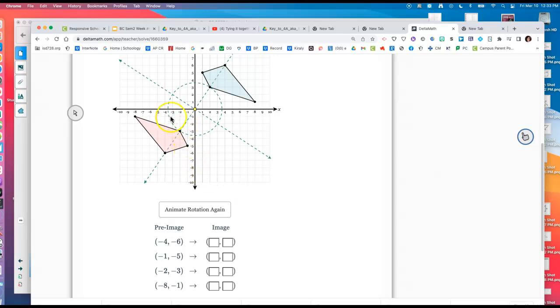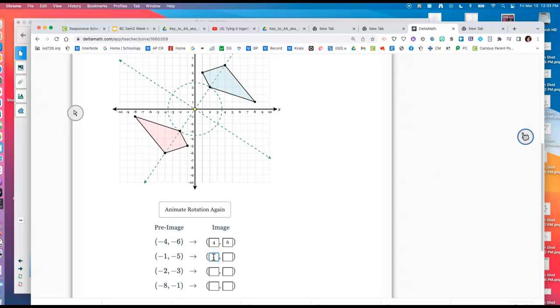So -4, -6, this bottom one, turned up to this top one at 4, 6. If you notice, all that happened is they became opposites. And that's what a 180 does. Like if you do a 180 in your car, you're facing the opposite direction.